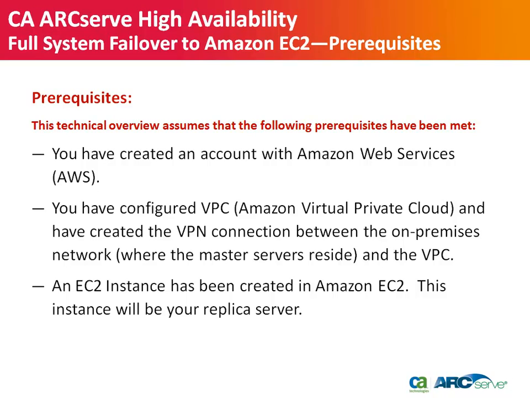There are several prerequisites required to use full system failover to the cloud. This technical overview assumes that the following prerequisites have been met. You have created an account with Amazon Web Services, AWS. You have configured VPC, Amazon Virtual Private Cloud, and have created the VPN connection between the on-premise network, where the master servers reside, and the VPC. An EC2 instance has been created in the Amazon EC2. This instance will be your replica server.